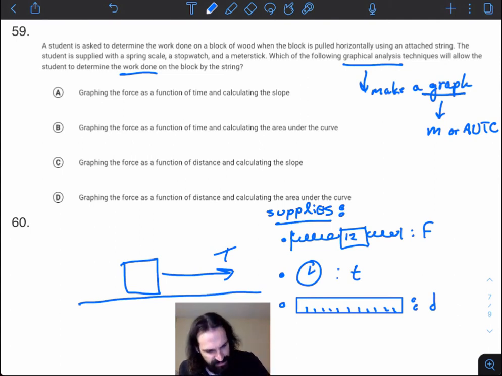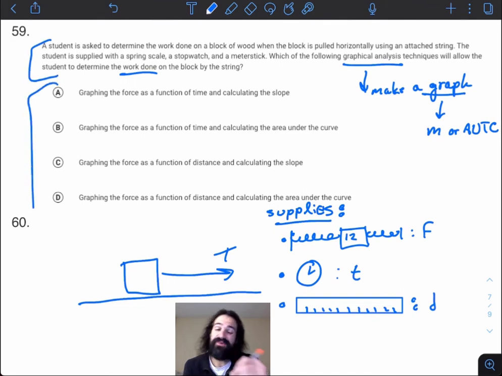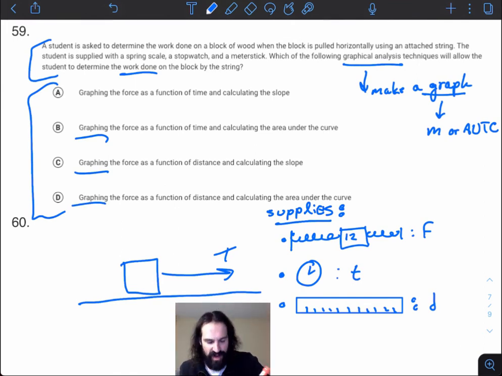All right, so I look at this, the problem's about as long as the answer choices. I'm going to read the problem first because the answer choices, I see the word graphing in each of them, which means I'm going to pay attention to graphing. What am I graphing? Force versus displacement, and use slope or area under the curve. So actually I did look at the answer choices first, sorry.